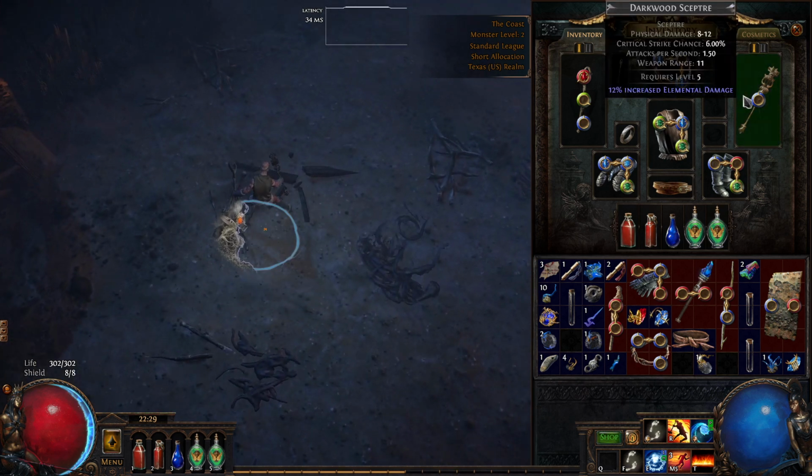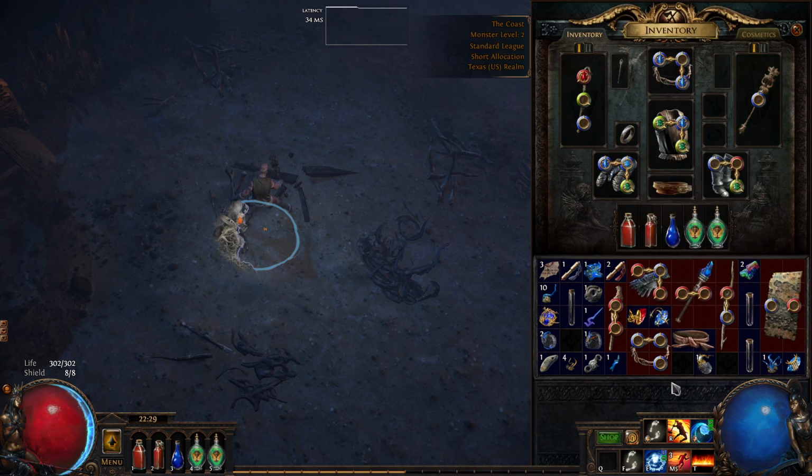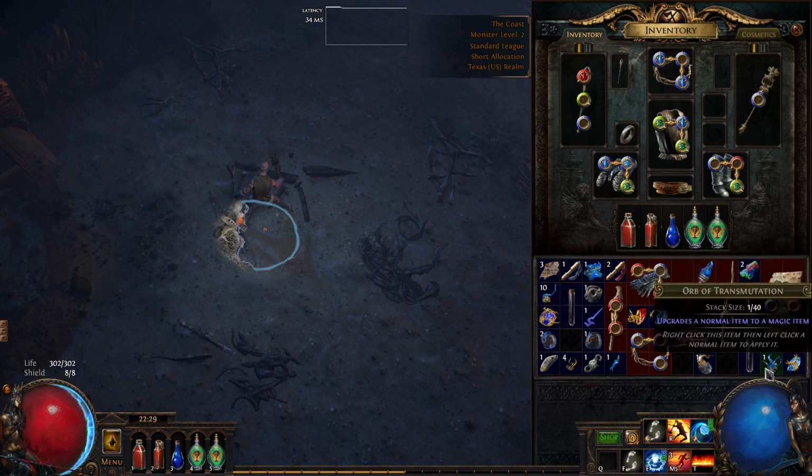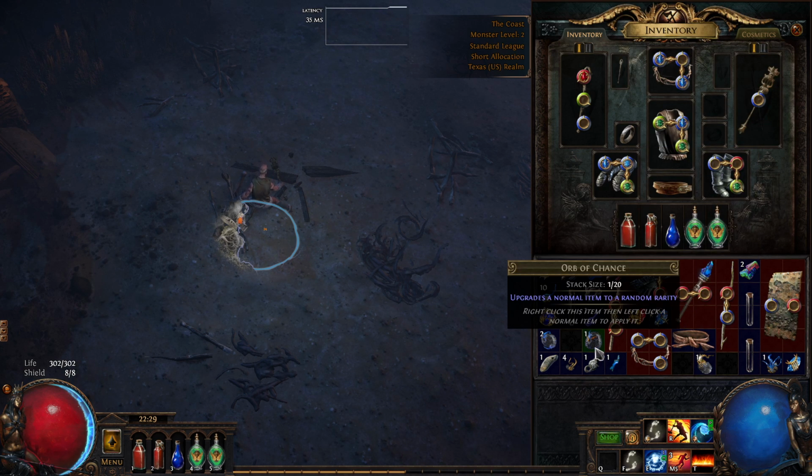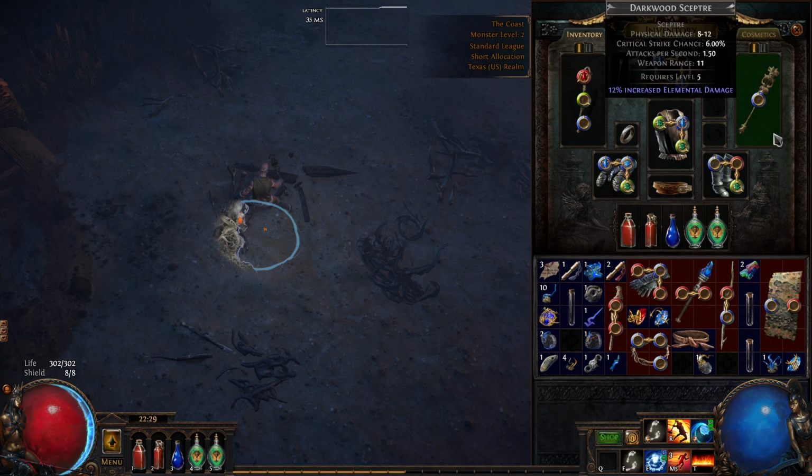Remember, I have a normal scepter over here that I need to elevate, so I need to figure out some way to do that. I can do that in one of 3 ways. I have a transmute here, so I could just do that. That might be the easiest path. I have a chance orb. I could try and RNG it and just get a blue one.